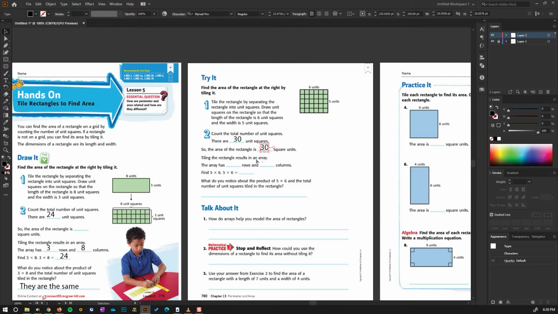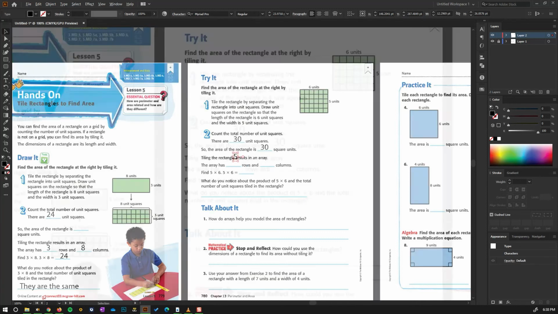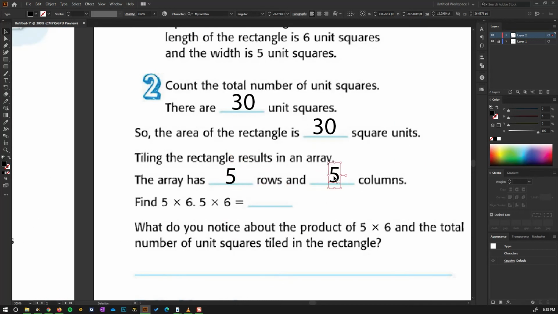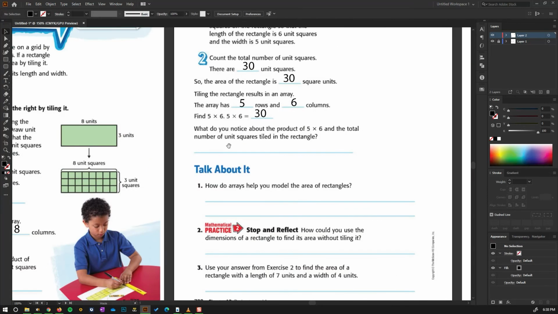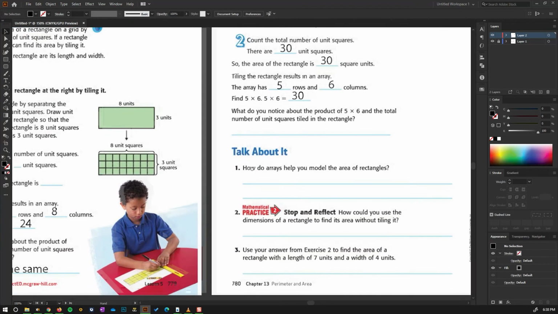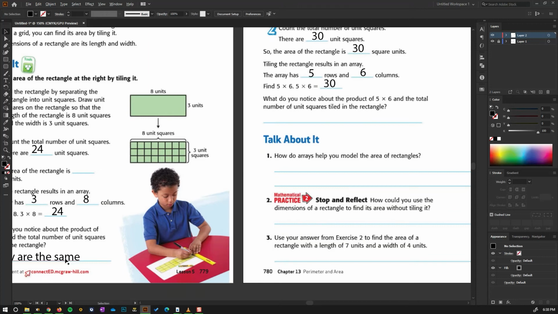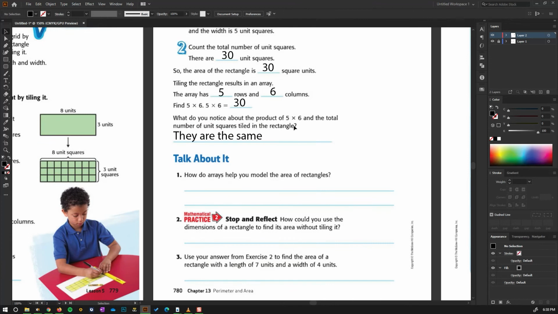Alright, tiling the rectangle results in an array. The array has 5 rows and 6 columns. That means we can find 5 times 6 to give us the answer, and we know that 5 times 6 is 30. And same thing, what do you notice about the product of 5 and 6 and counting the total number of tiles? Well, they are the same.